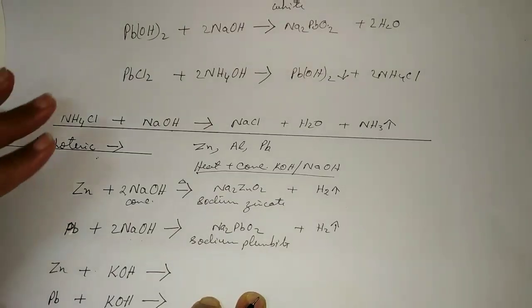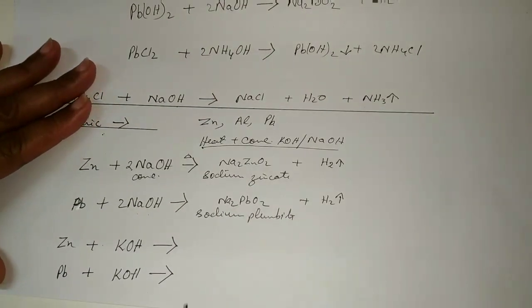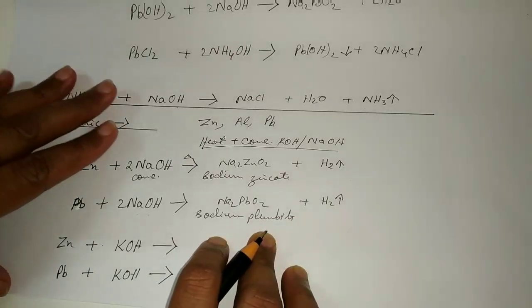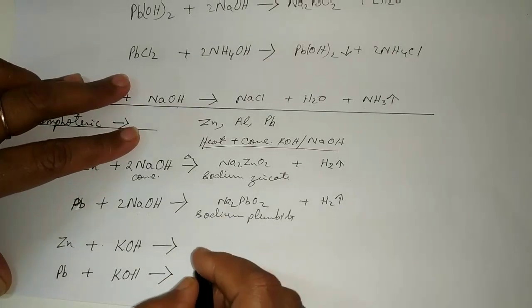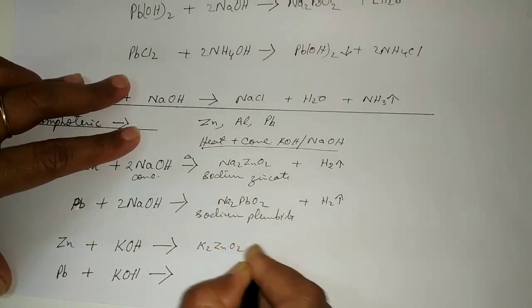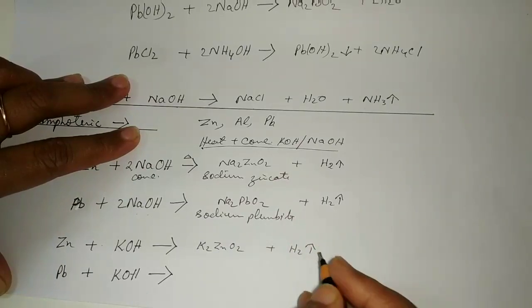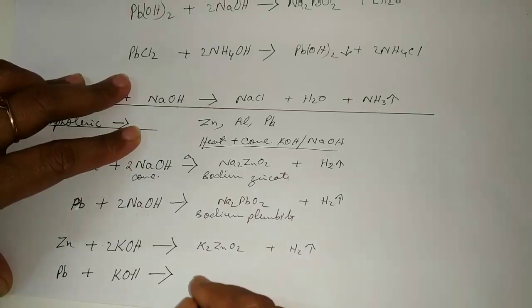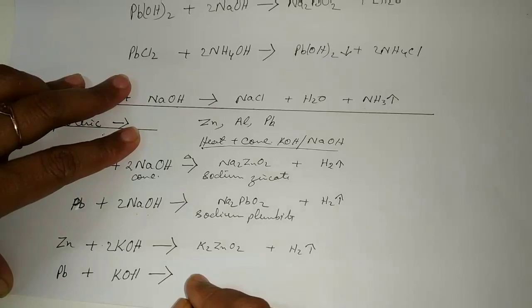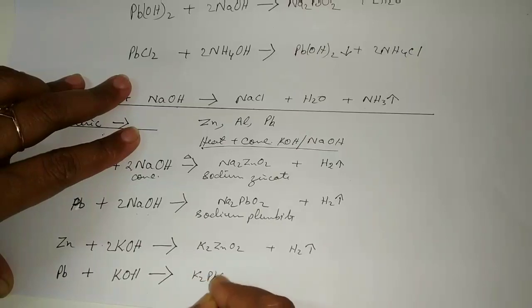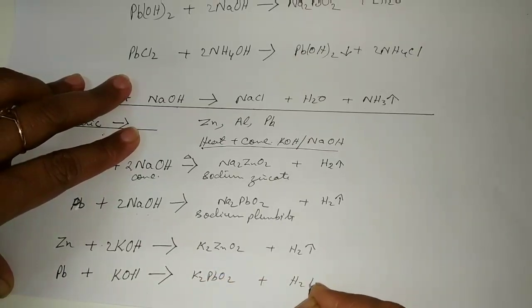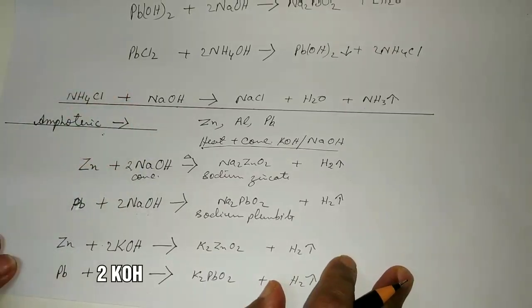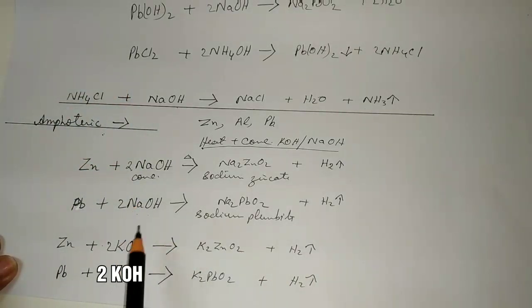Similarly, zinc with potassium hydroxide will give you potassium zincate plus hydrogen. Balance it. And lead with potassium hydroxide will give you potassium plumbite, K2PbO2, plus hydrogen. So these are all hot concentrated, giving you salt and hydrogen.